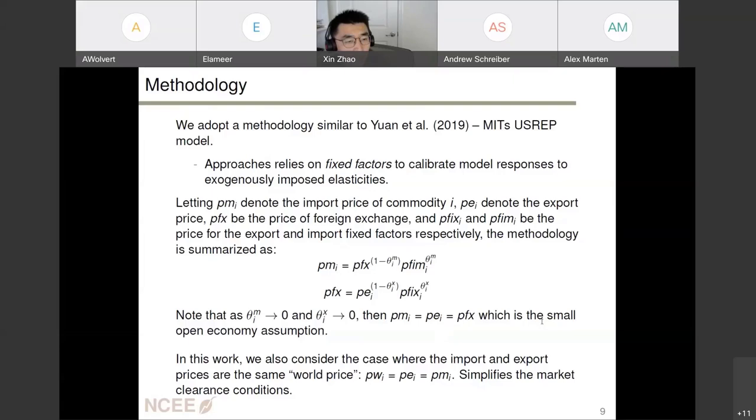And so another thing that we consider here is a simplified approach where we have a single world price, where the export and the import prices are the same, and that simplifies the market clearance conditions in the model. And we test whether or not that can approximate a two-country or a multi-regional framework. Next slide.